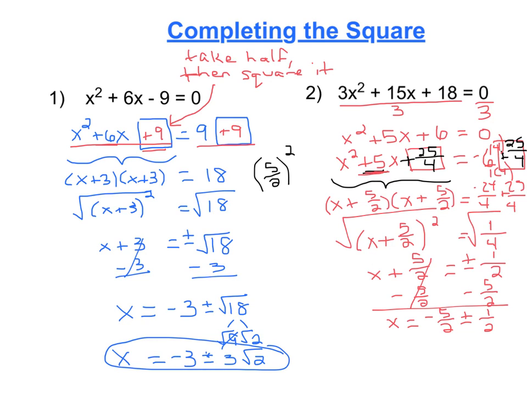So, first thing we have is negative 5 halves plus 1/2. So, negative 5 halves plus 1/2 would be negative 4 halves, which negative 4 over 2 simplifies to negative 2. Okay, then we have negative 5 halves minus 1/2. So negative 5 halves minus 1/2 would be negative 6 halves. And negative 6 divided by 2 would be negative 3. So these would be your 2 solutions.